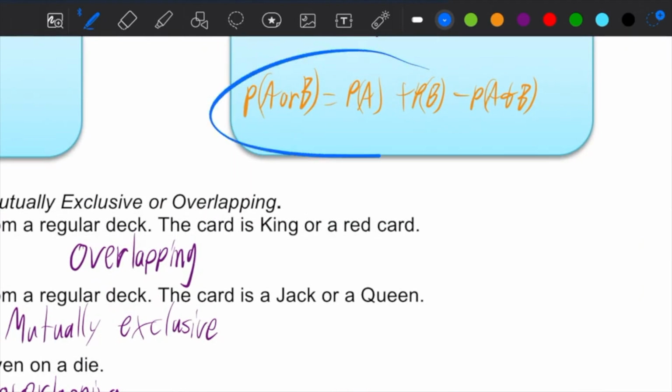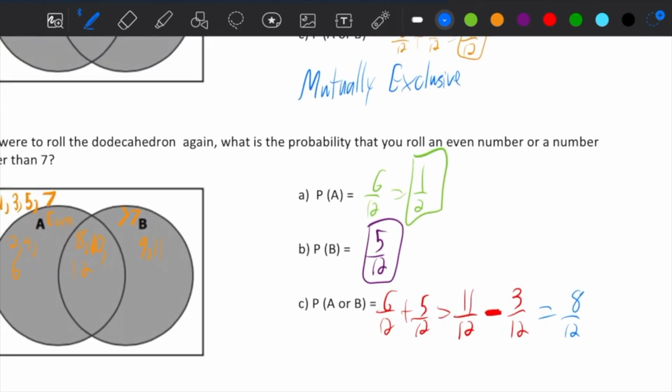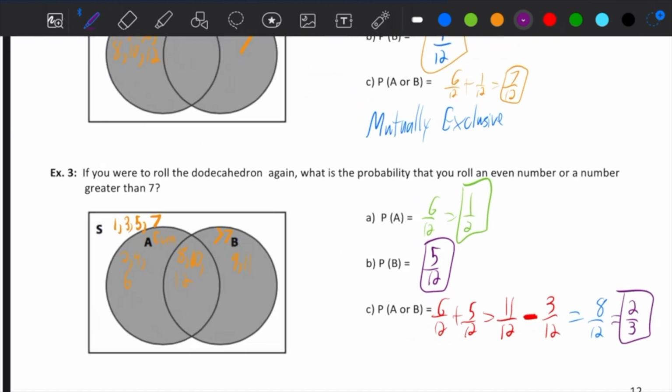That's what this was talking about earlier, that when they're overlapping events, which these are, there is overlap as we saw in our Venn diagram, you have to add the 2 probabilities of the events and then subtract the probability of the overlap, where they both occur at the same time. So 8 over 12, which reduces to 2/3.